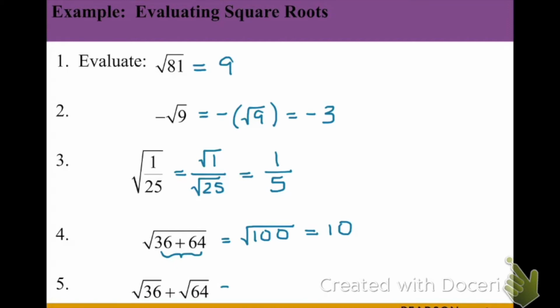On the fifth example here, you'll notice that the addition sign is outside the two radicals, so we need to evaluate the two radicals first. Thus, we take the square root of 36 and get 6, and the square root of 64 and get 8. And finally, we're going to add those together to get 14.